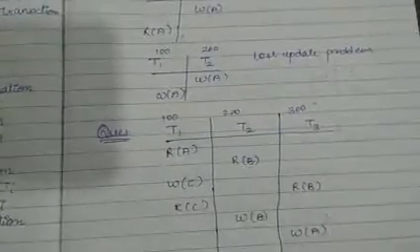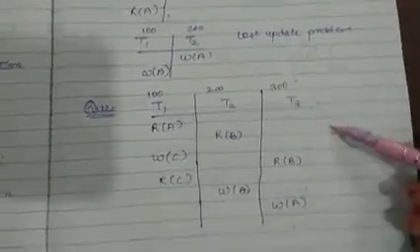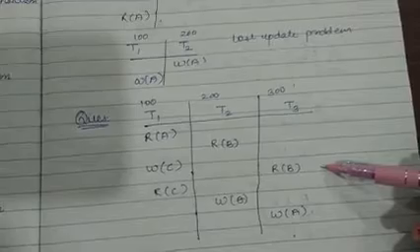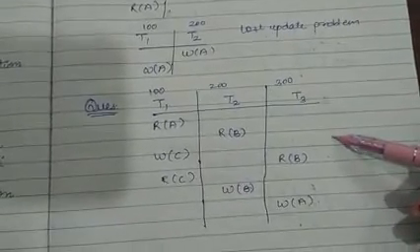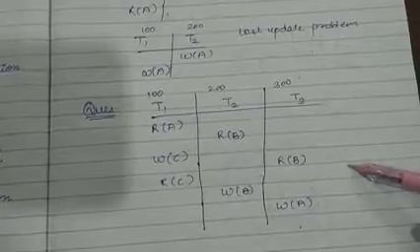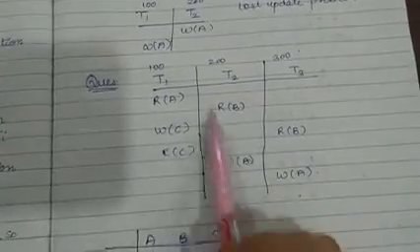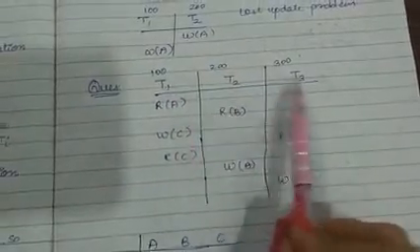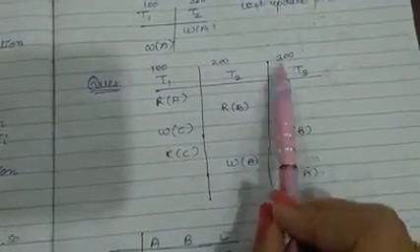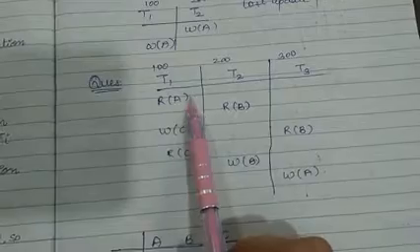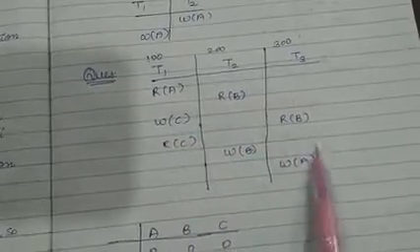Now we are going to solve one numerical problem, which will tell us about the timestamp based protocol and how we are going to execute it. Suppose we have three transactions T1, T2 and T3. These are the values given to each transaction, and this is how the operations are working. Firstly RA, then RB, then WC, then RB, then RC, WB and WA.